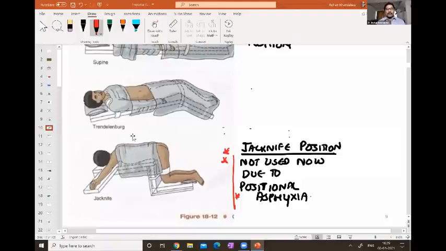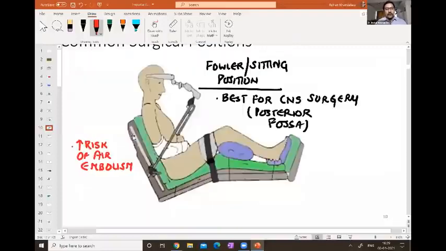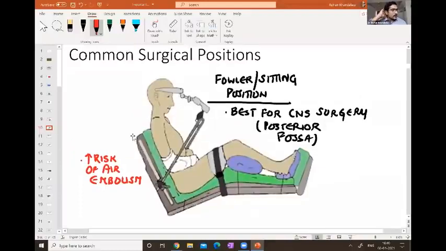This image or this position has also been asked. This is Fowler's or sitting position. This is best for CNS surgeries, for CNS surgeries, especially the posterior fossa surgeries. The drawback of this position is that there is increased risk of air embolism. The good thing about this position is better exposure, and it gives you a bloodless field. Better exposure, bloodless field, but the drawback is increased risk of air embolism.